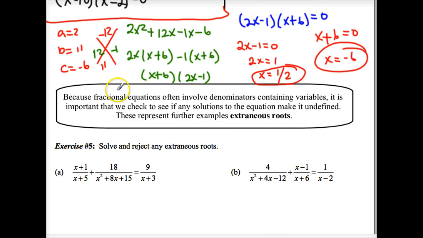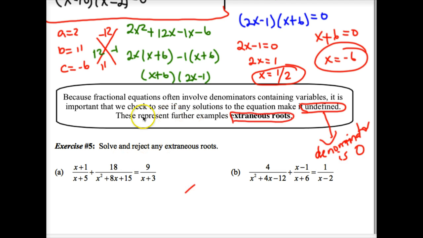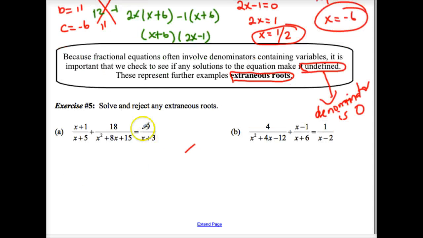Alrighty, so because fractional equations often involve denominators containing variables, it is important that we check to see if any solution to the equation may make it undefined. And remember, what makes it undefined is when the denominator is 0. These represent further examples of something called extraneous roots. Now we're going to see what that is in the following examples.